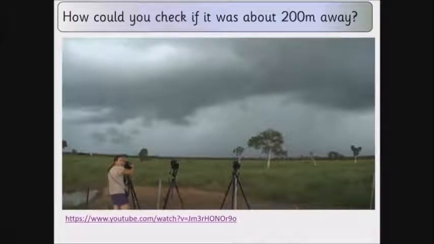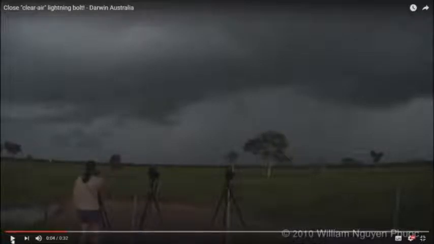Okay, this is our lesson on how to calculate the speed of sound. We'll start off just with a little clip I've found with a quite amazing lightning strike just to demonstrate the point. And the idea is, how could you check if this lightning storm was about 200 miles away? See if I just flick over to the video and play it.